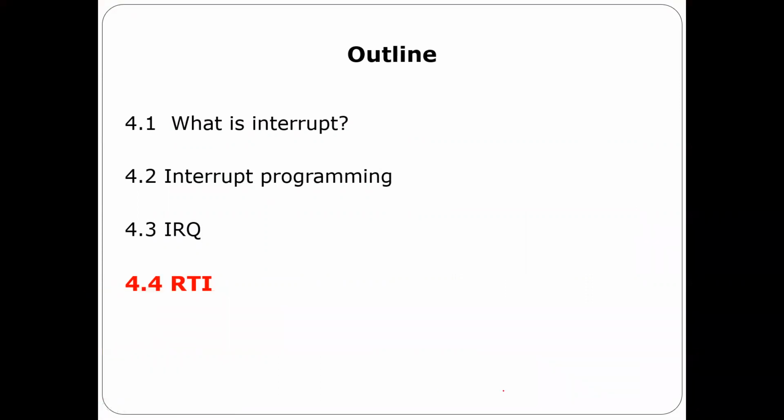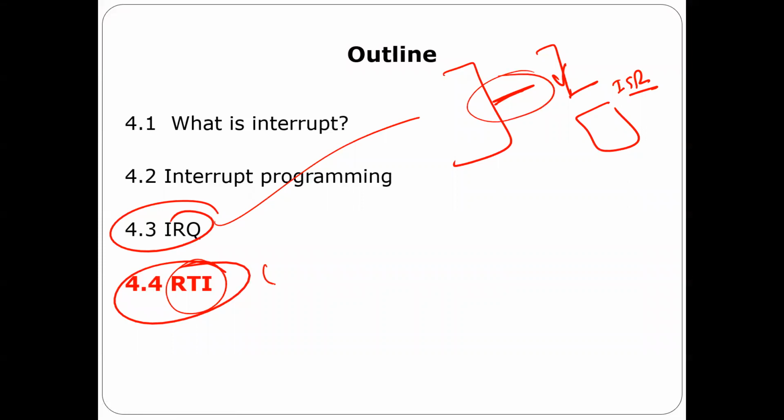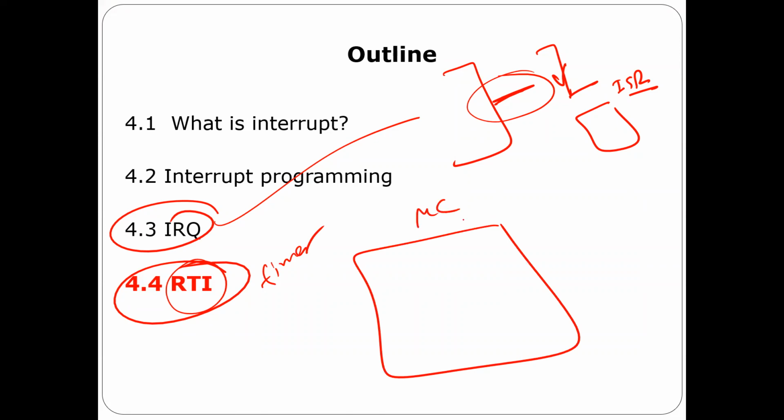Number 1. How is RTI different from IRQ? Very simple. IRQ has an external pin. Every time there is a falling edge coming from a push button, from a sensor, whatever, I don't care, every time there is a falling edge, you trigger the interrupt subroutine. However, RTI is different. RTI doesn't have an external pin. RTI is just a timer. So this is something internal inside the microcontroller. There is a timer inside it.